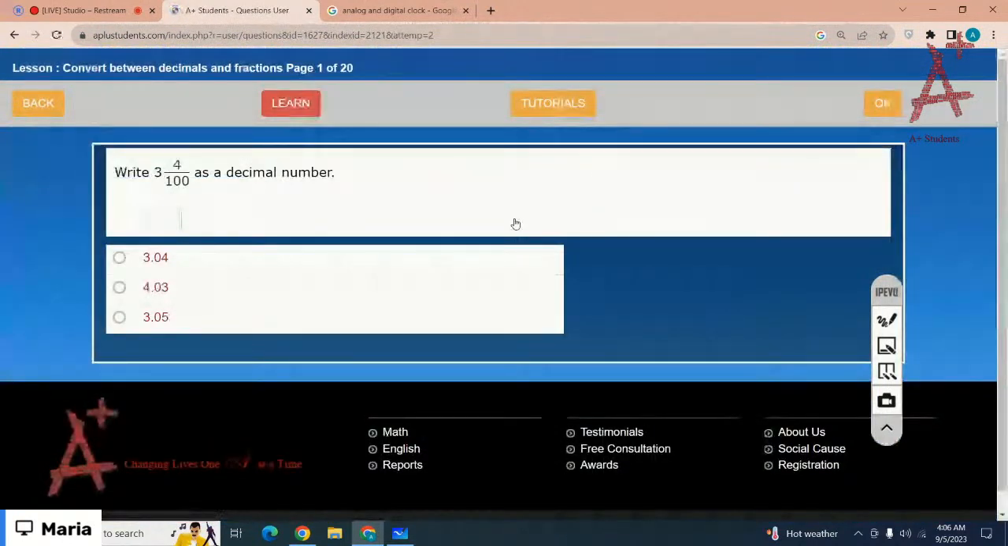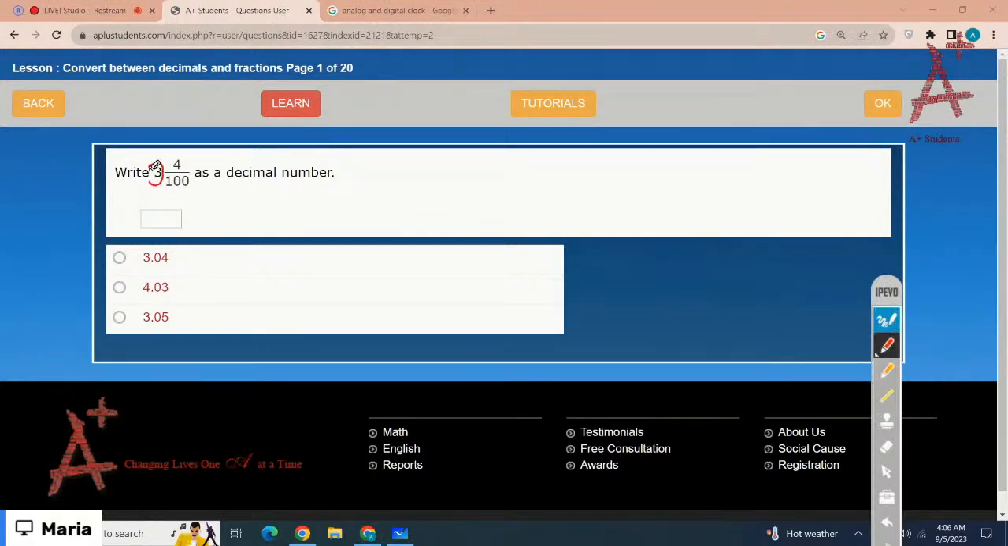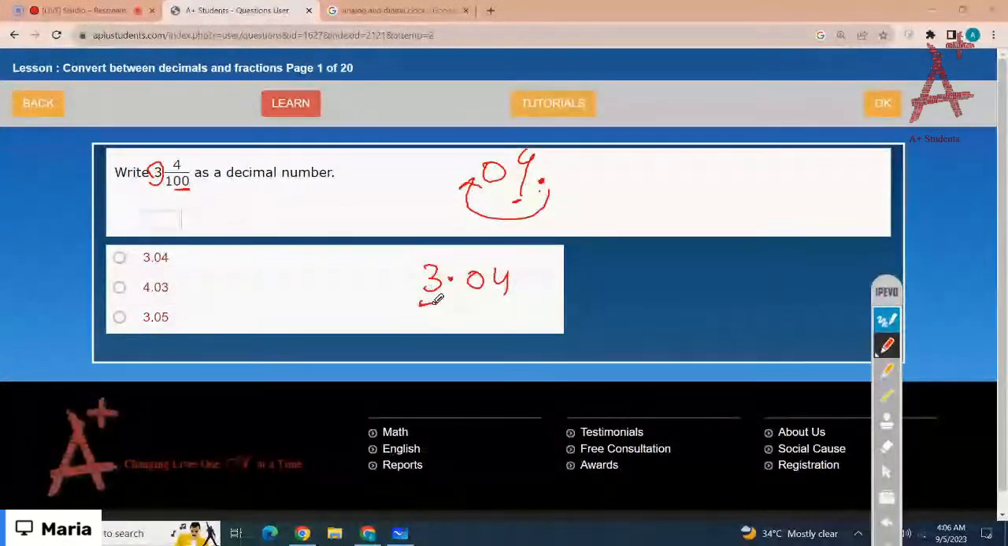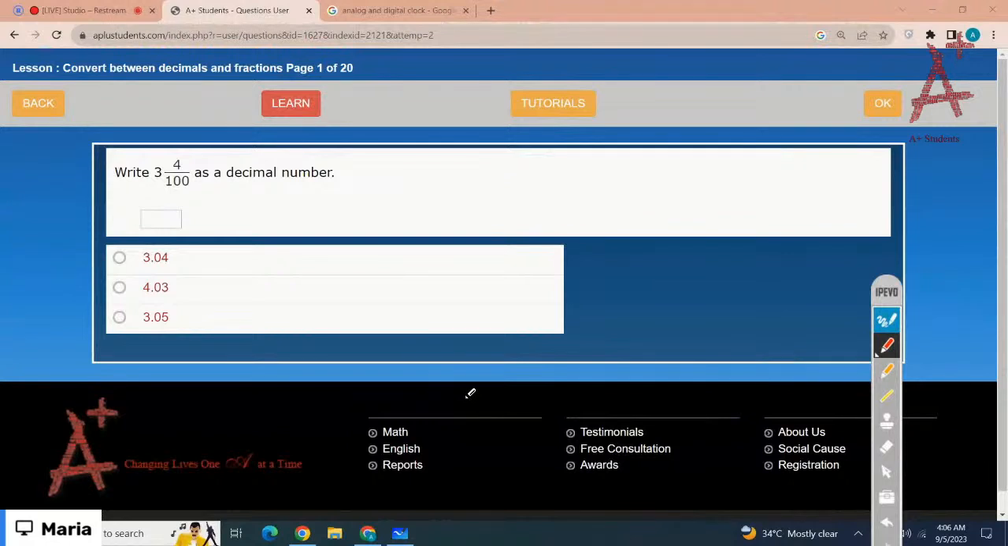Okay, write 3 whole 4 over 100. So the 3 whole means 3 is the whole number, right? You have two zeros. That means you have to move the decimal point two places left. You have just one digit, add another zero and move the decimal point from here to here. So it would be 3.04 because that is the whole number. So the correct option is option number 1. It is 3.04.